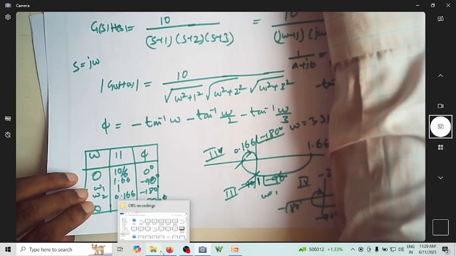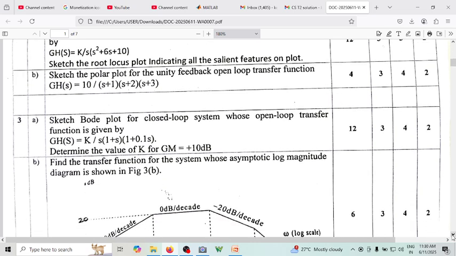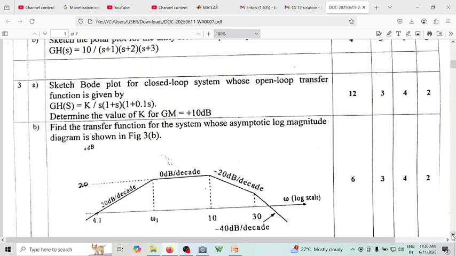Okay, let us move to the next. The next one says: sketch the Bode plot for a closed loop system whose open loop transfer function is given by K by so and so. You are asked to find the value of K for a gain margin of 10 dB. The open loop transfer function is G(s)H(s) equals K by s into (1 plus s) into (1 plus 0.1 s).